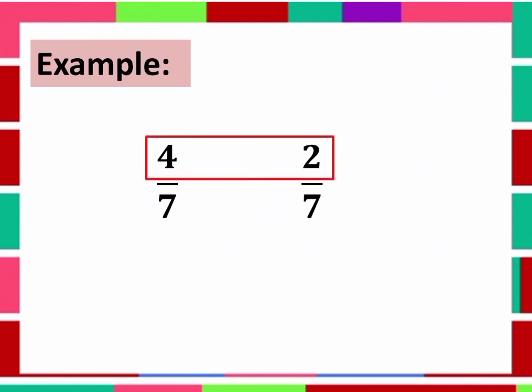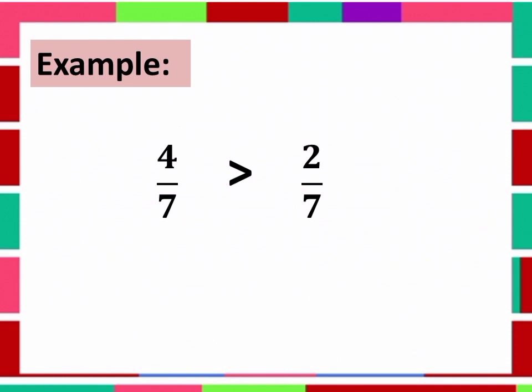Next is 4 over 7 and 2 over 7. So again, they are similar fractions. So titingnan mo lang yung kanyang numerator. So the answer is greater than. Bakit siya greater than? Kasi si 4 ay mas mataas kay 2.